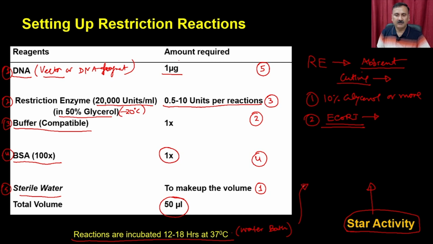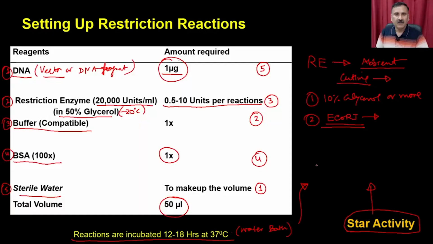Sometimes when you are not sure about the activity of these enzymes on the DNA, then you can do a time curve. For example, you can run the reactions for 1 hour, 4 hours, like that, to know whether the enzymes are cutting the DNA or not.